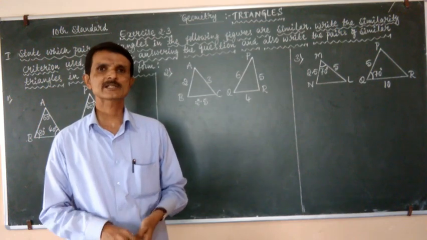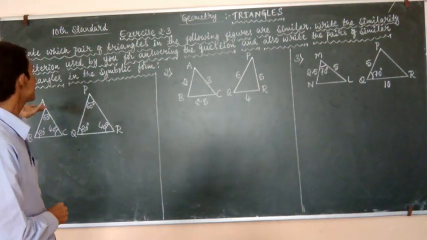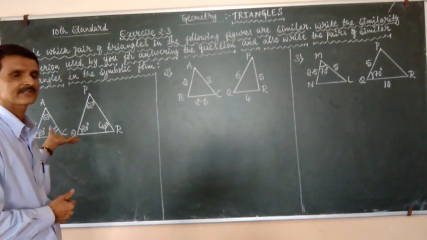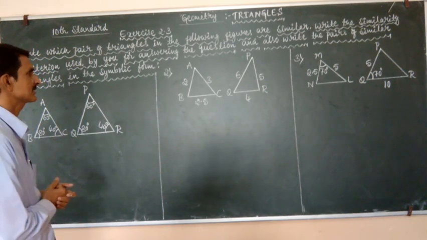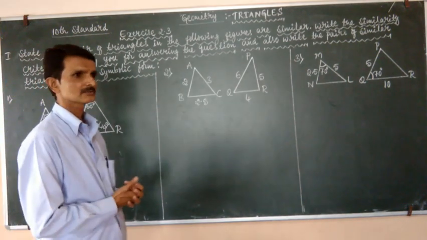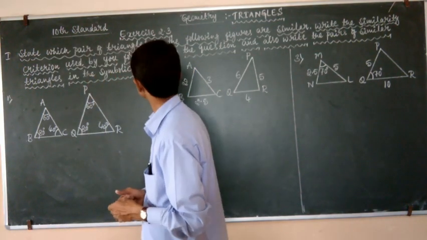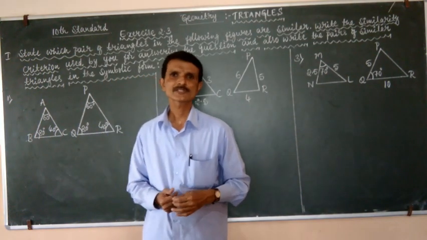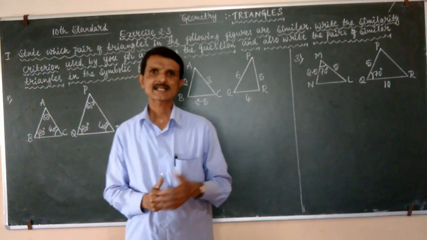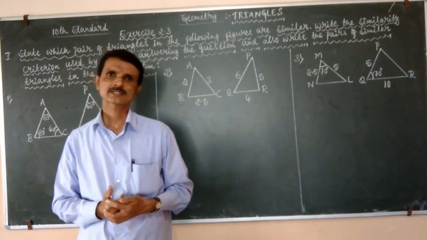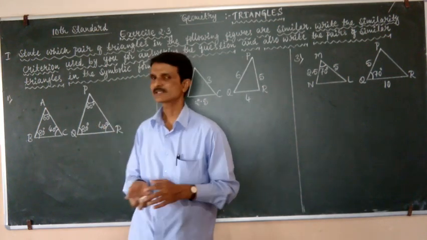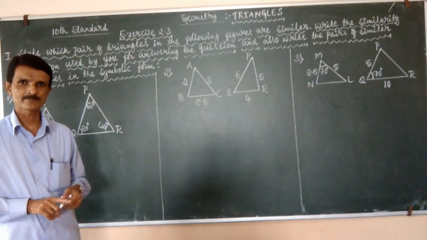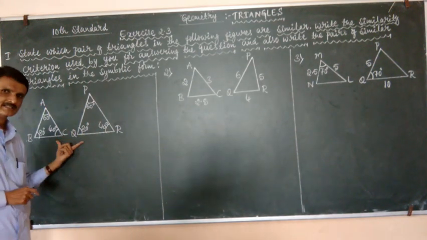Students, you shall understand the statement of the problem. In this, they have given pairs of triangles. We have to say whether they are similar or not. We have to say on what criteria we are going to say that those two given triangles are similar. And lastly, we have to write the similarity of the given triangles by using the symbols. I think you have understood the purpose of the problem. Now we will come to the first set of figures.